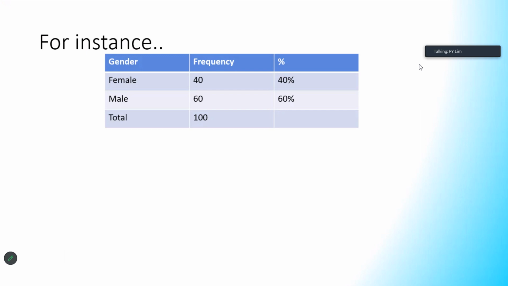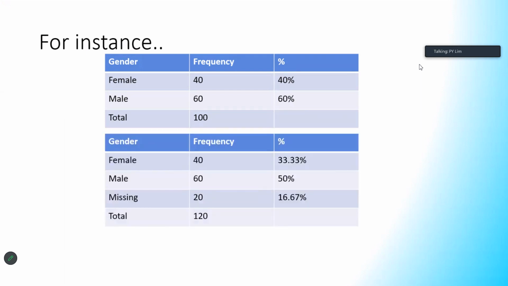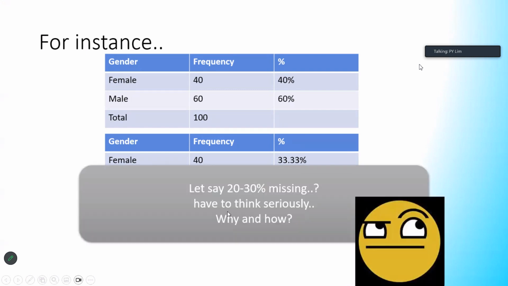For example, say female 40, male 60, and I ignore all the missing data. Actually, I have 40% female and 60% male. If I include the missing data, say I have 20 whose gender, female or male, is unknown, my percentage changes: 40 divided by 120 is 33%. This one returns to 50%. And this one turns to 16.67%. So, let's say you have 20 or 30% missing.